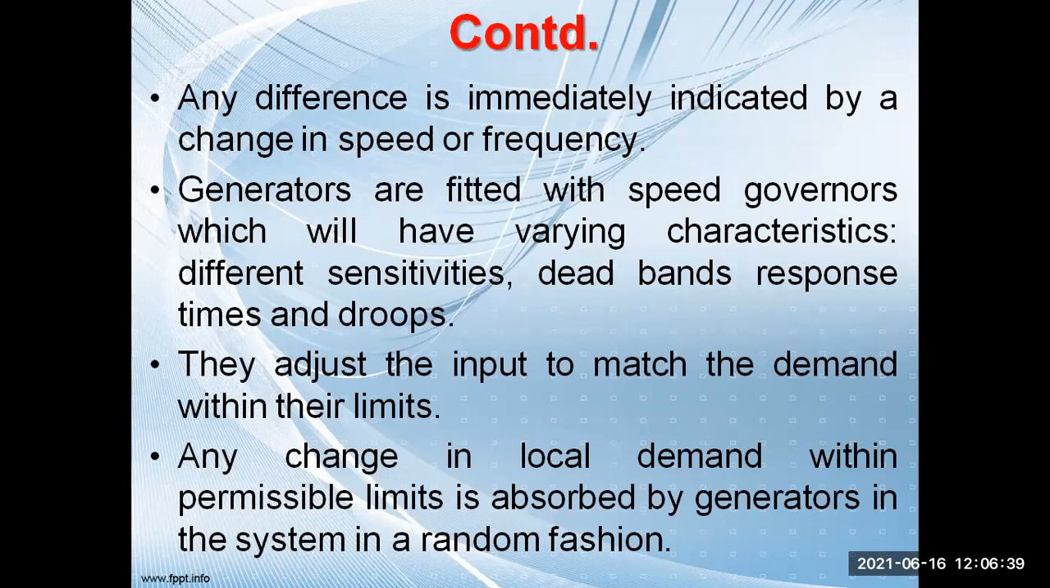Now the generators are fitted with speed governors with varying characteristics, different sensitivities, deadband, response times, and droop. We are not discussing the deadbands and droop at this point; all those things we'll discuss later on. They adjust the input to match the demand within their limits. So always we are trying to match the generation and demand. These two factors should match.